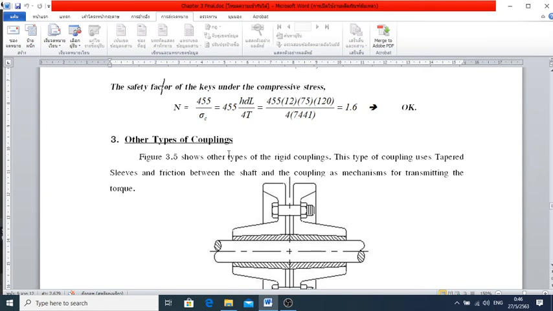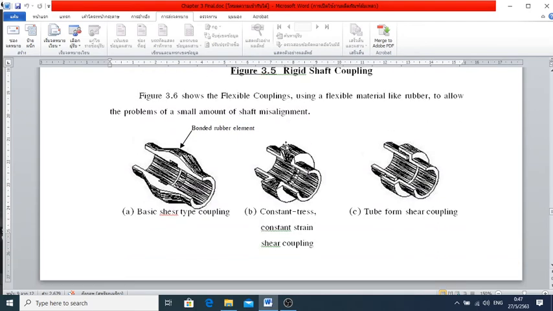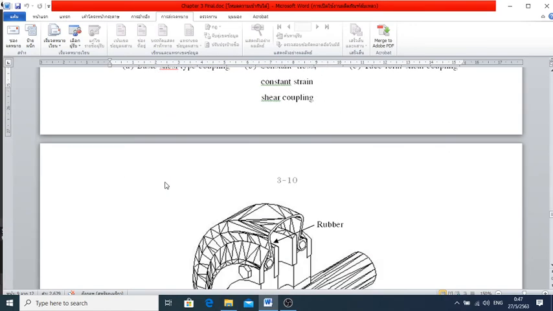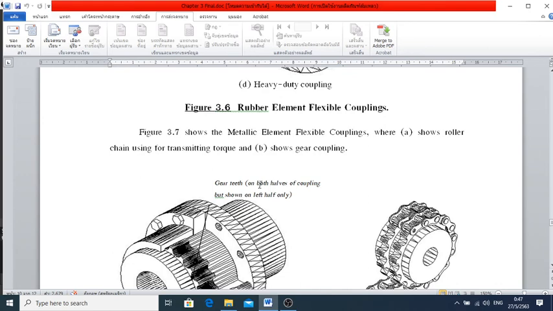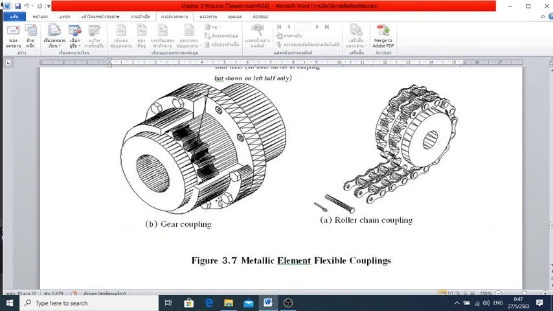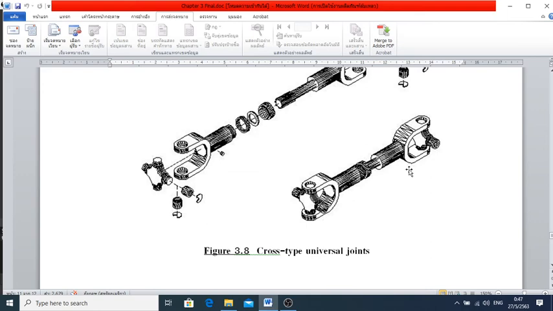Another type of coupling is the rigid shaft coupling. Another type is very similar to the rigid coupling that we just had a while ago. And then we have the rubber type that we mentioned. Then we have gear couplings for controllable coupling, and chain couplings, and then the reverse joints, things like that.